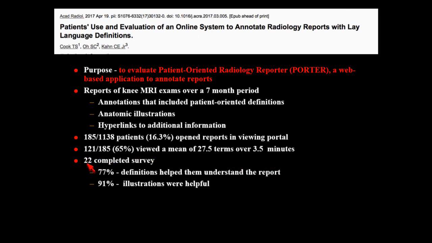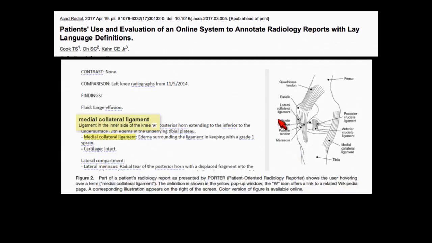22 patients completed the survey, and 77% felt that the definitions helped them understand the report, and 91% said that the illustrations were very helpful. As an example, this is a report of a left knee radiograph, and the term medial collateral ligament was in it. If you hovered over it, it would define it as a ligament in the inner side of the knee, and it would link to an illustration that clearly shows the medial collateral ligament.